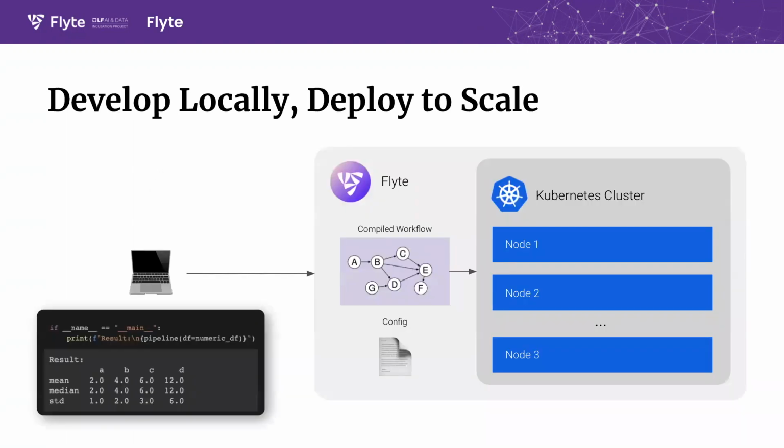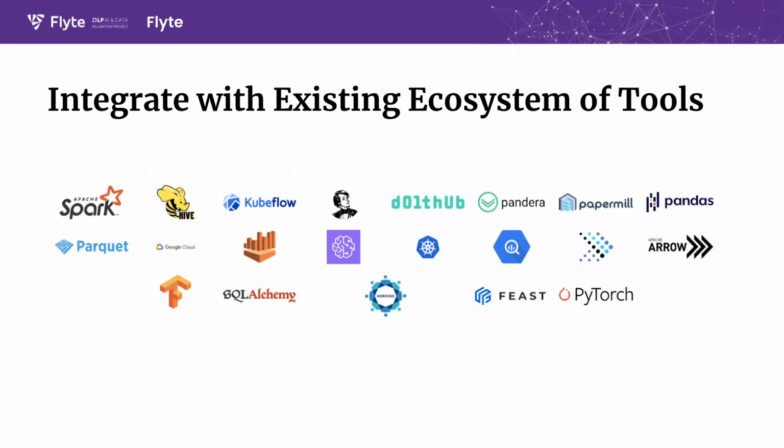So all the code you saw above, you can develop and execute locally. But then once you want to deploy and scale it, you send it over to a Flyte backend. So you give it your compiled workflow and some config. And Flyte is this abstraction layer that schedules and figures out where, when, and how to run it on a Kubernetes cluster. Flyte doesn't exist in isolation. You can use a whole suite of integrated tools, including Spark, PyTorch, TensorFlow, Kubeflow.